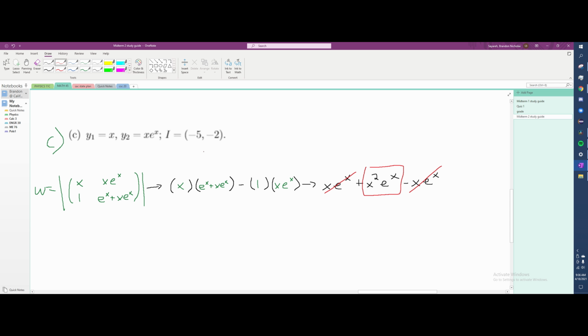However, 0 is not included in the interval. If the interval went from -5 to 2, it would be linearly dependent since it does equal 0. Since 0 is not in the interval, it is linearly independent. And we can write it like this: since x squared e to the x does not equal 0 on the given interval, it is linearly independent.